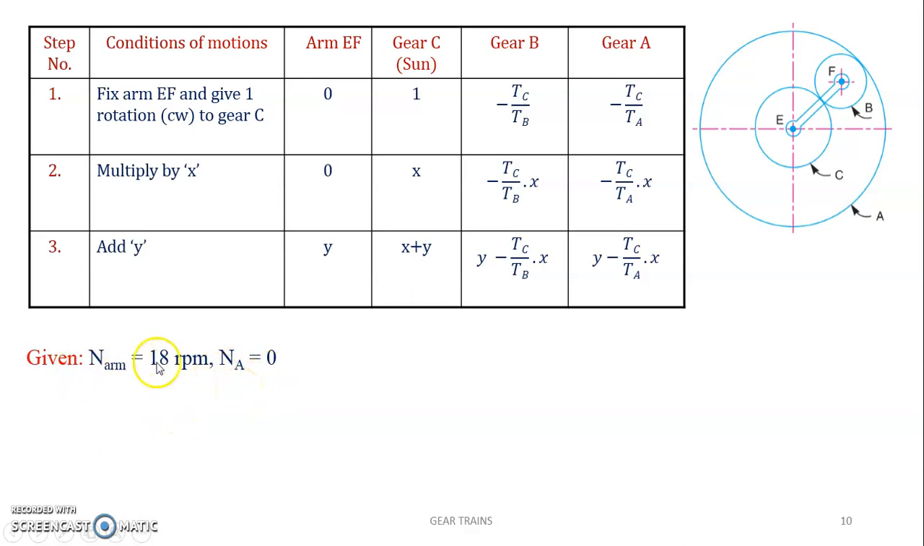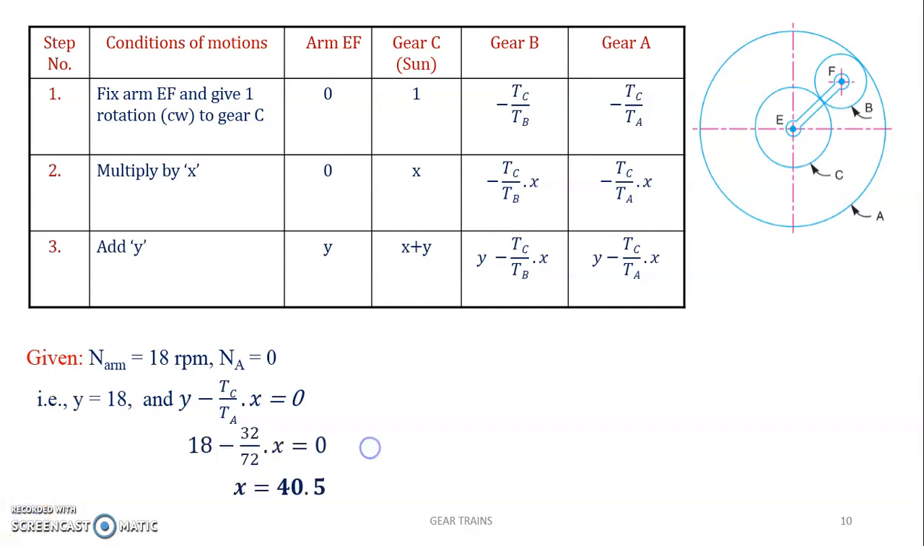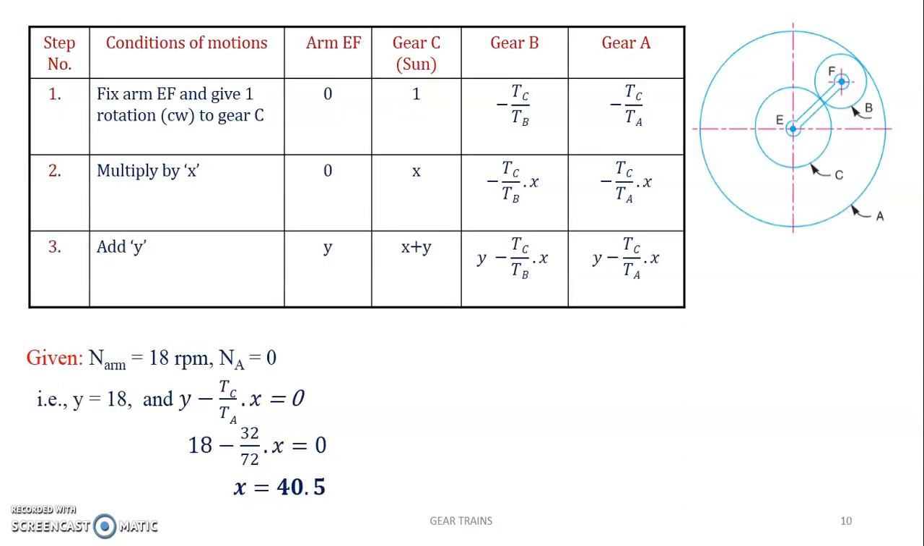So arm is equal to 18 rpm. What is the expression for arm? y. So y is equal to 18. Speed of A is 0. What is the expression for A? This one here: y minus TC by TA into x is equal to 0. So substituting the values, we will get x is equal to 40.5.